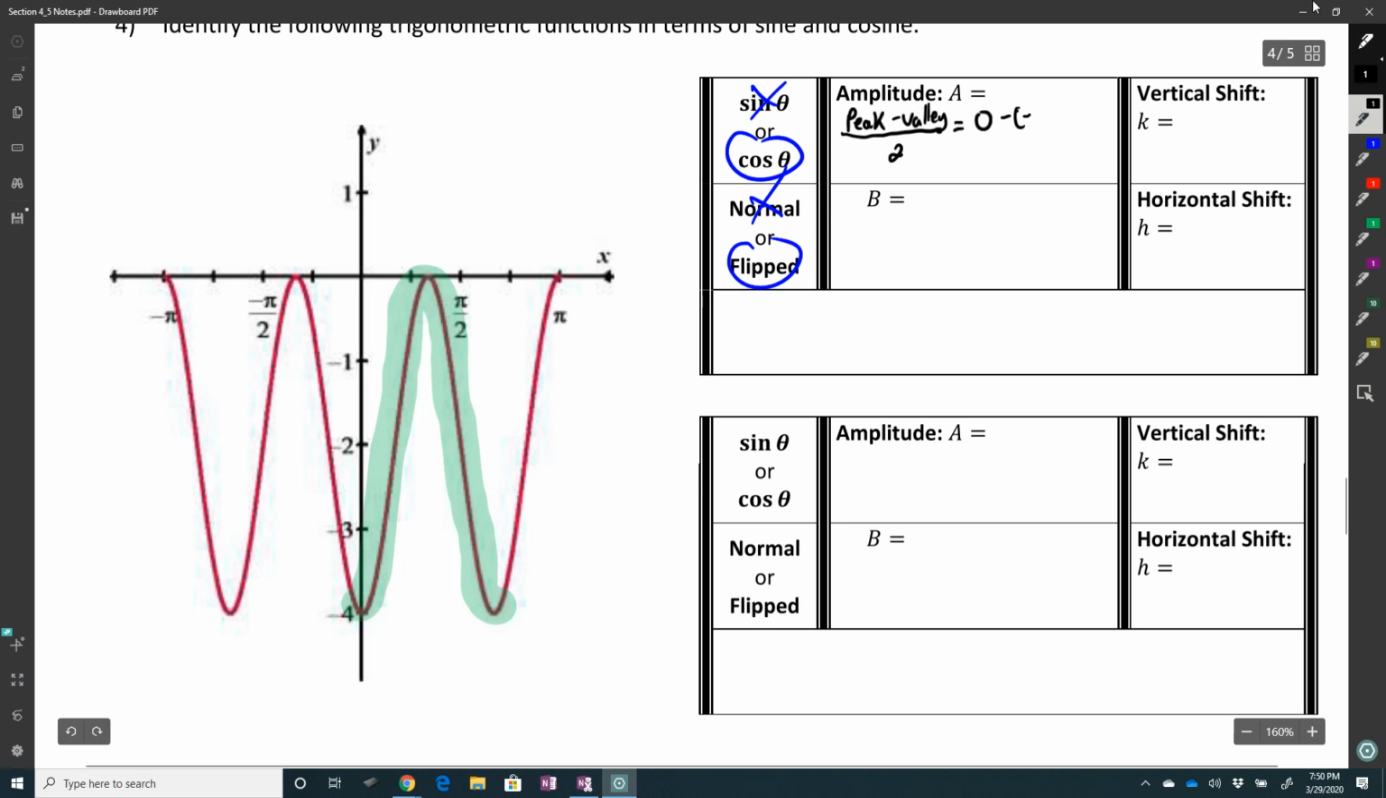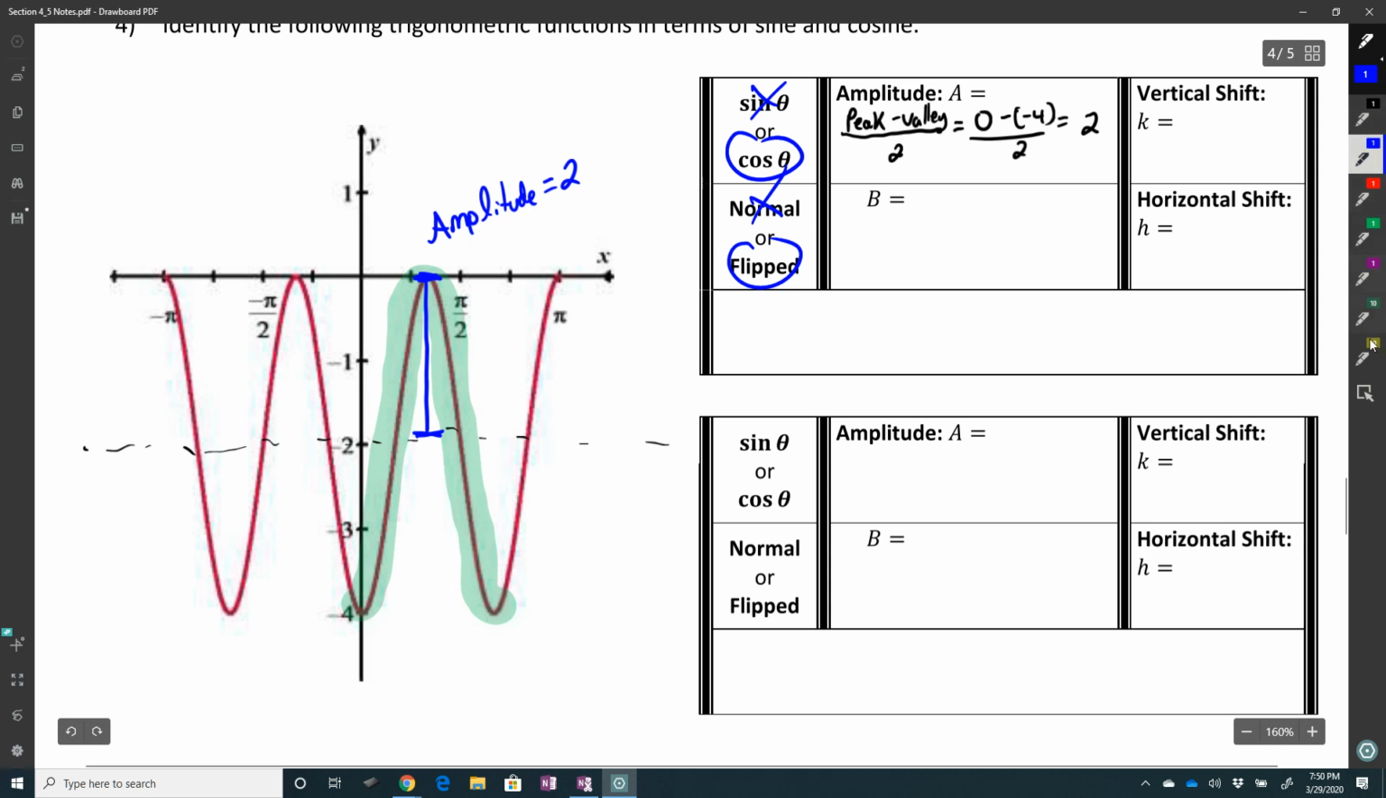So minus -4 over 2, and that just gives me 2. So really the middle is right here, if you want to think about it visually. And your amplitude is just from the middle of wherever your trig function is to the edge. And so that's why the amplitude has a length of 2. But if you wanted to use a formula, you could always do peak minus valley over 2.